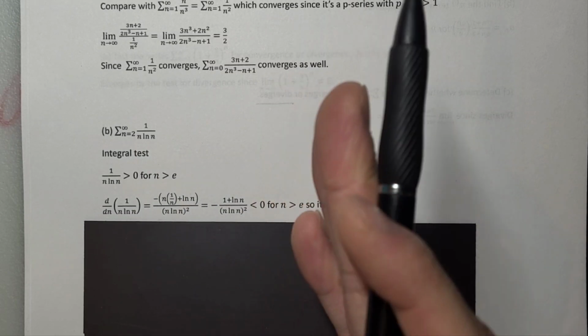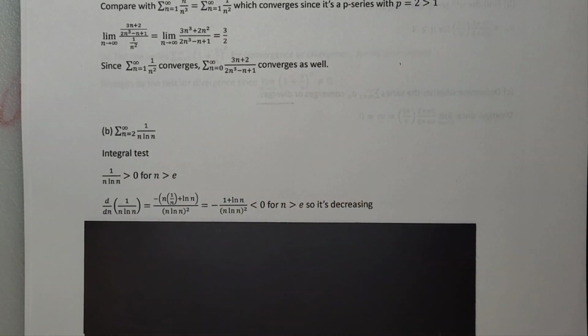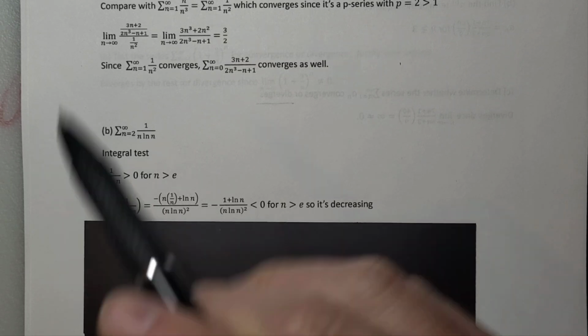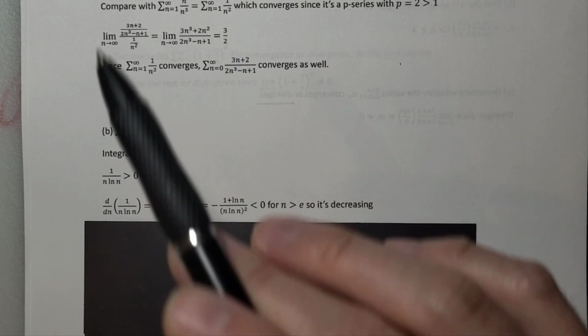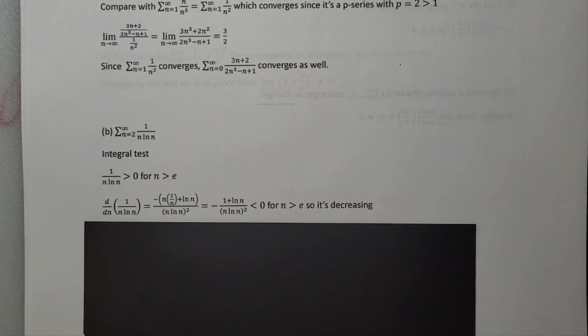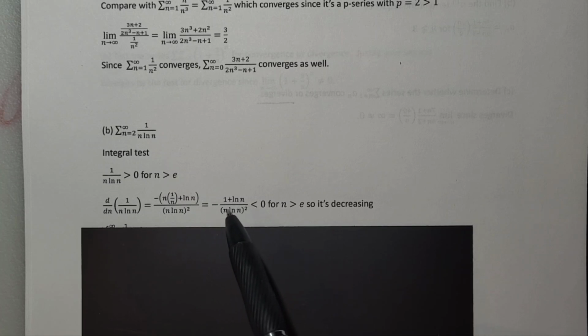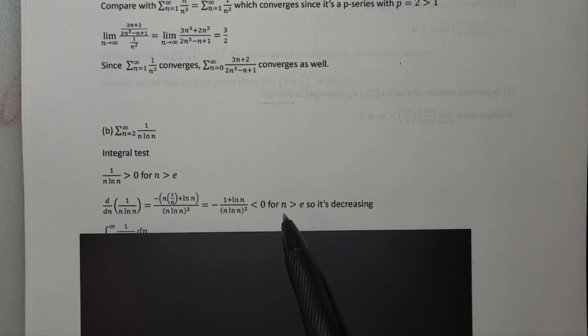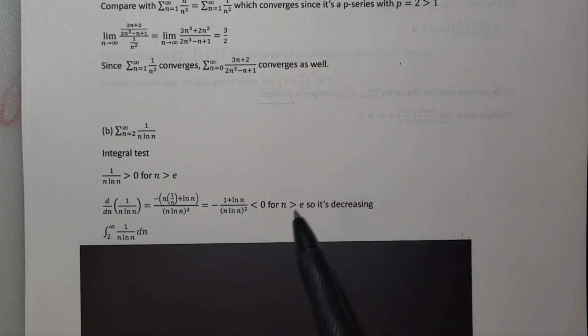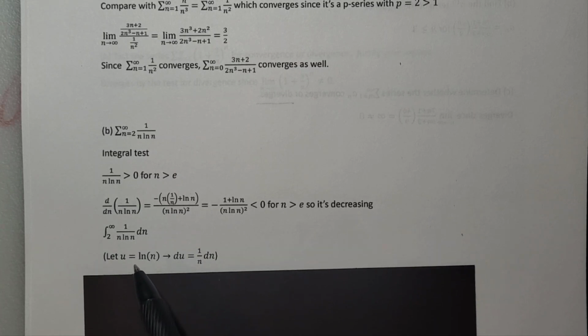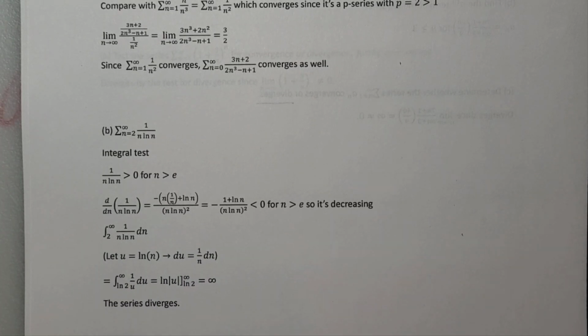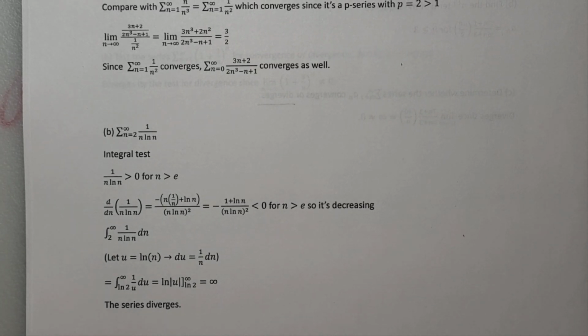Similar for the derivative. It needs to be decreasing from some point all the way onward to infinity. It doesn't matter if there's a finite number of points where it's increasing, or switching. As long as from some point onward to infinity it's decreasing, you're good. So we go through the motions to find the derivative, and I found that it is negative when n is greater than e. So it's decreasing at least from e and onward. Now we perform the integral, do the substitution, and when you evaluate the integral, it diverges, so the series diverges as well by the integral test.